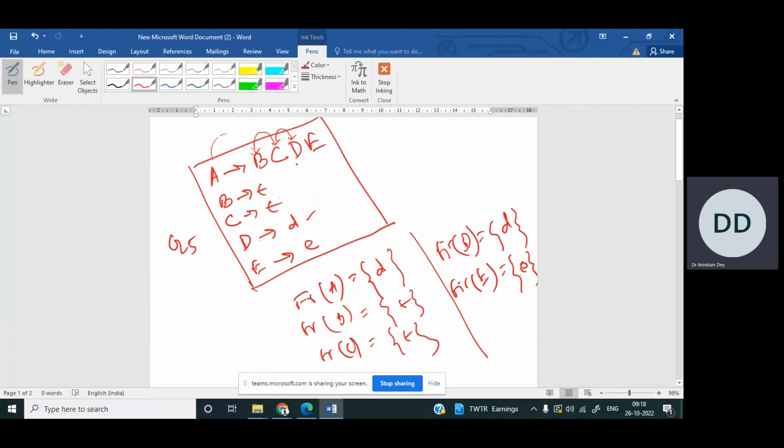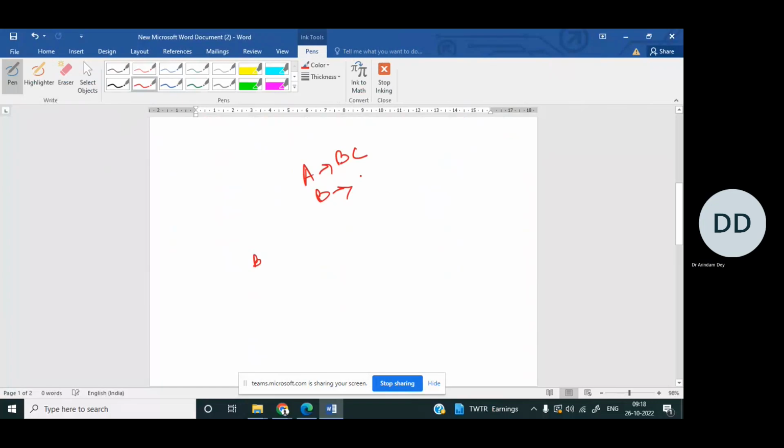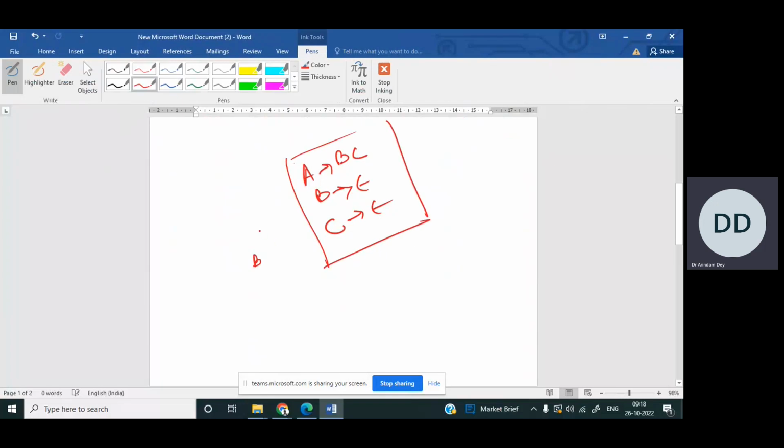If the second is generating epsilon, I need to move to the next one. Now, one question may come into your mind: what if all the variables are generating epsilon? In this example, if I consider A to B, C, B is generating epsilon and C is generating epsilon. Let this be a grammar, I am marking it as G6. Then what will be the scenario?